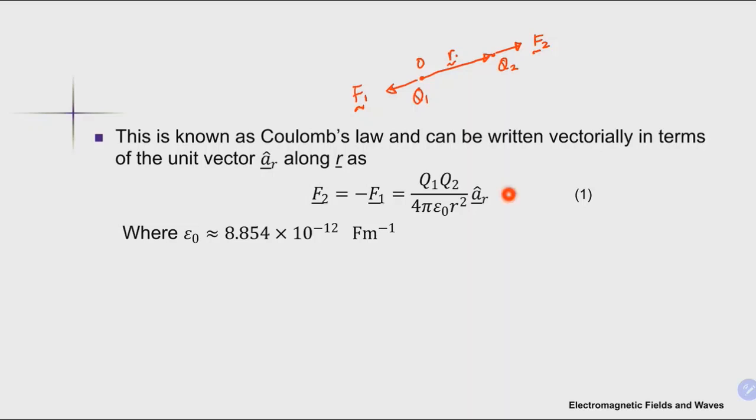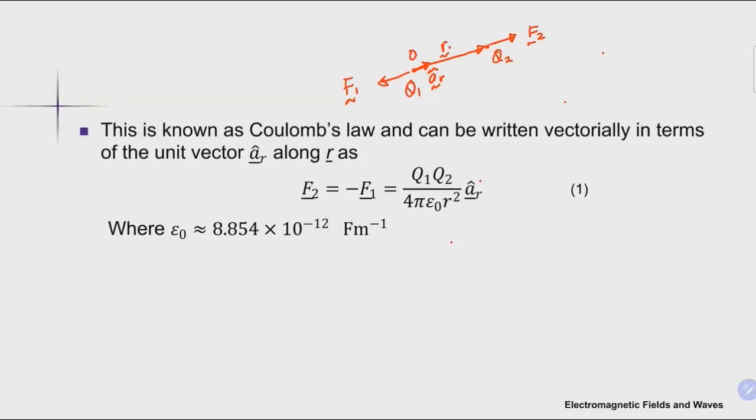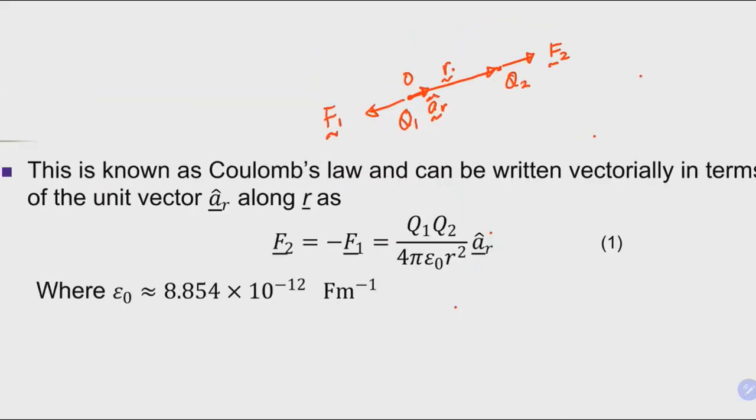You can see that my force F1 is in the opposite direction of my unit vector AR. So we have a negative sign there. F2 is in the same direction as my unit vector AR. So my F2 is in the same direction as AR.